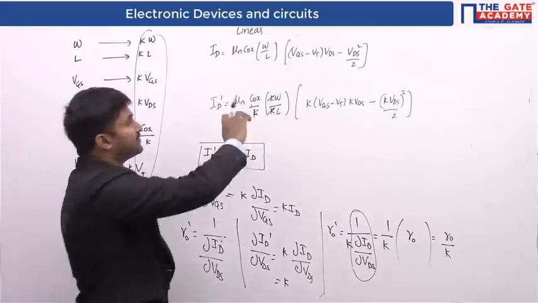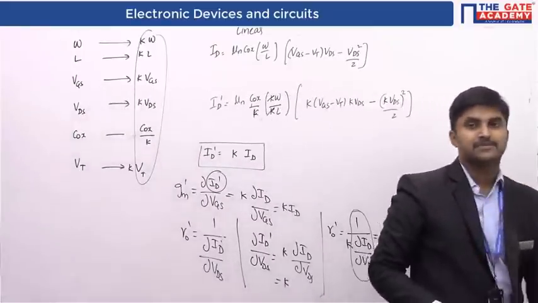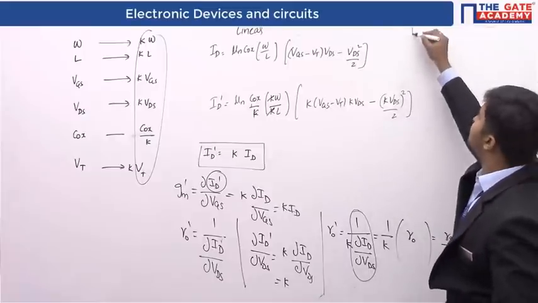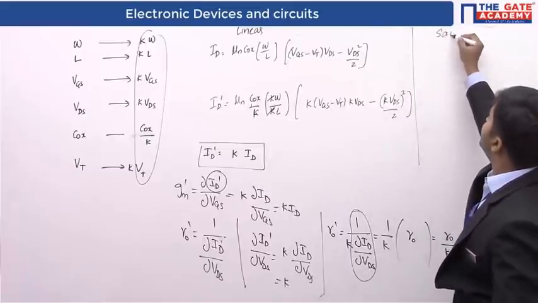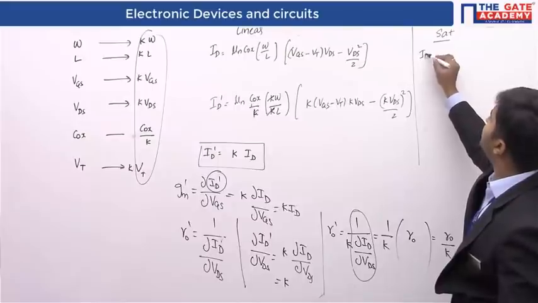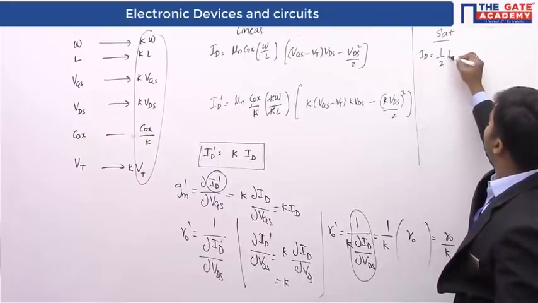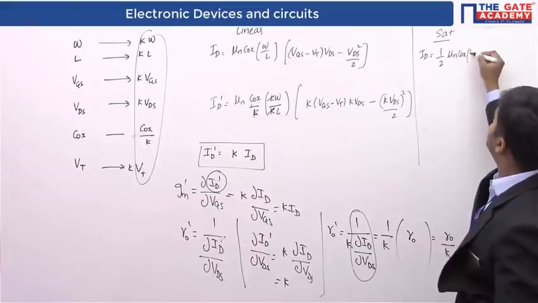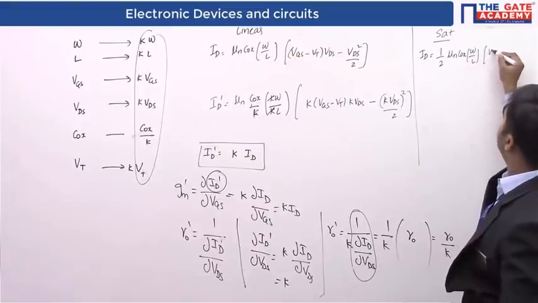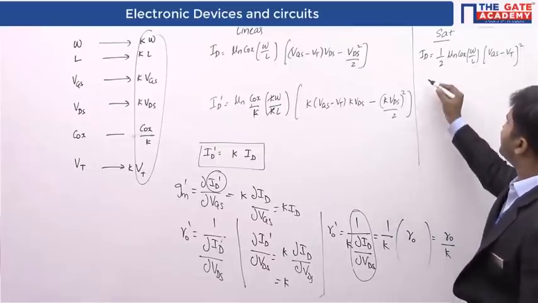So this is in the case of the linear region, and you will observe that there is no great change in the case of saturation. Even in the case of saturation, the formula is slightly different. It is 1 by 2 times mu n COX W by L, VGS minus VT whole square. So the effect is going to remain the same.